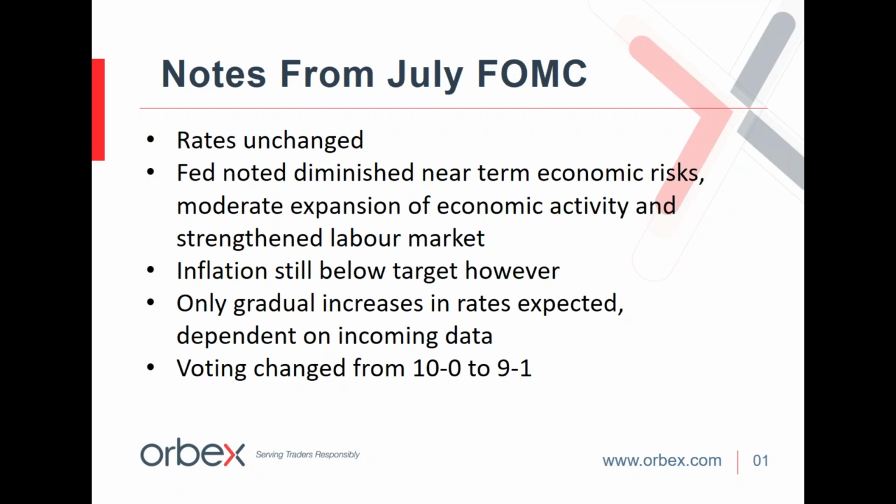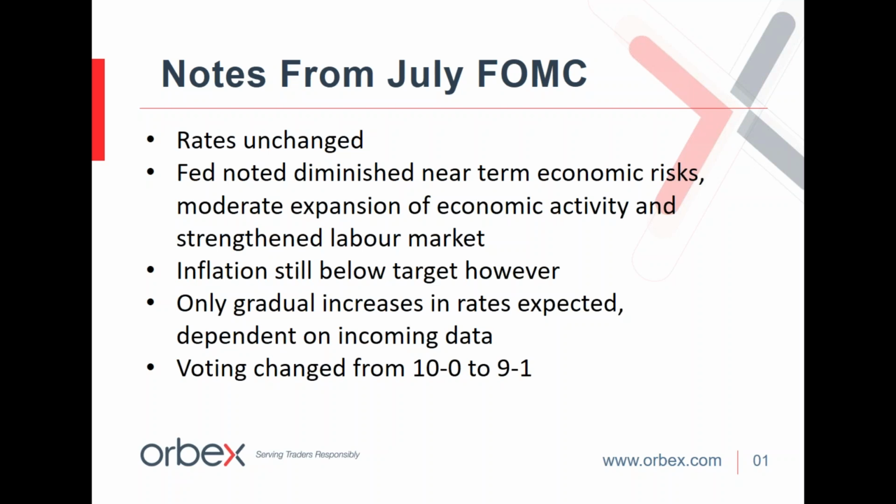Inflation, however, was noted as remaining low and likely to remain so in the near term, though expected to rise to the Fed's 2% target in the medium term as transitory effects fade. Looking at the domestic economy then, the Fed noted that household spending was growing strongly, though business fixed investment remained soft. Referring to the rate path, the Fed noted that they still see only gradual increases in the federal funds rate as being appropriate, though the actual rate path will depend on incoming data.